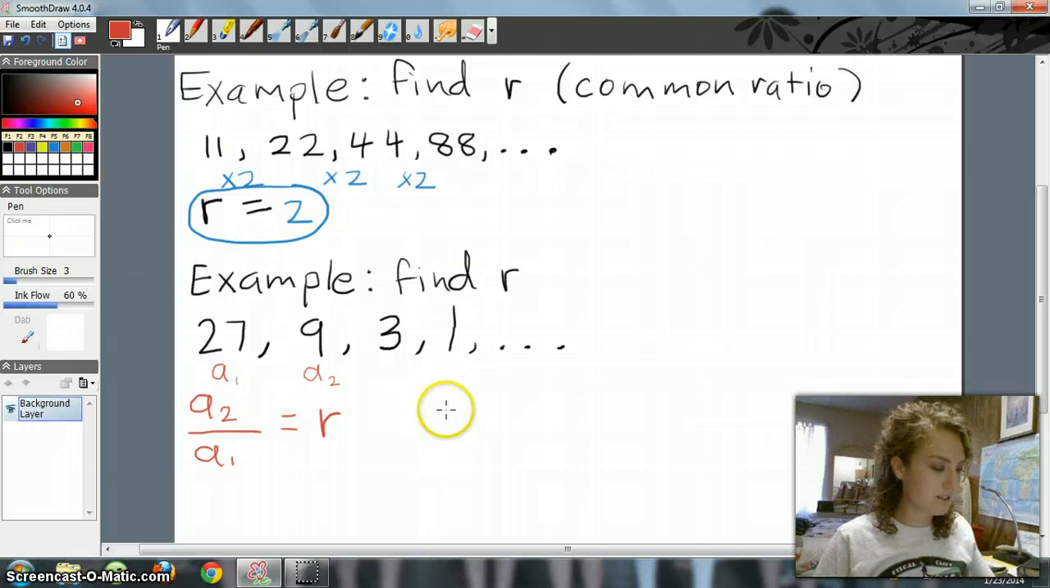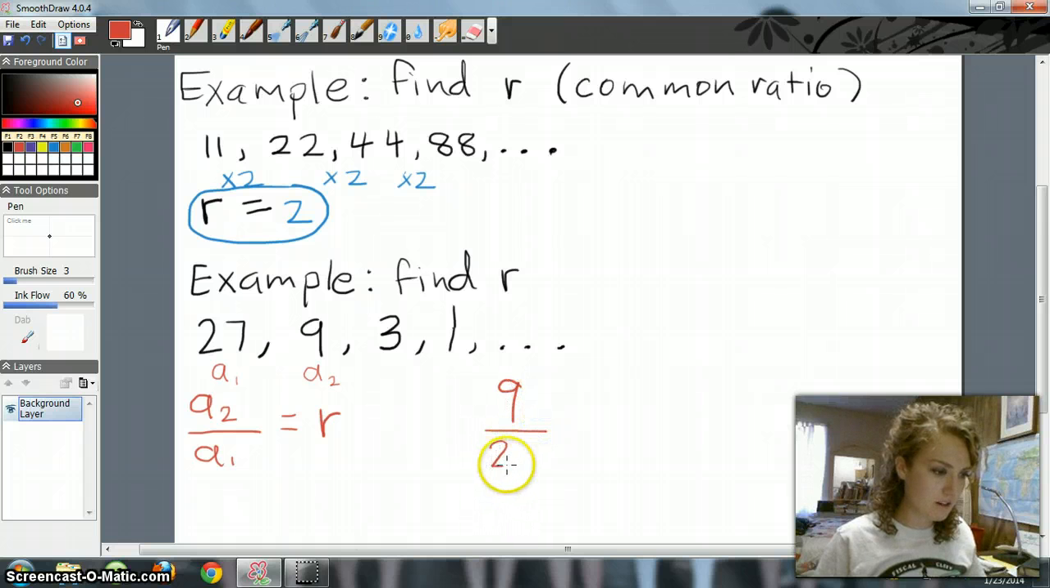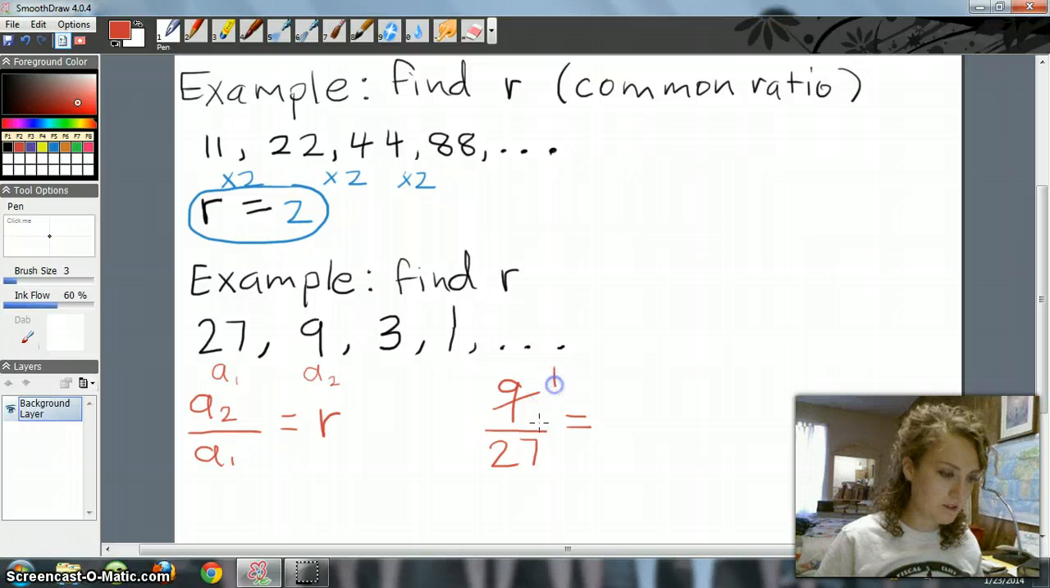Let's go ahead and do that. If I go 9 divided by 27, this is going to equal a common ratio. Well, 9 goes into 9 once, and 9 goes into 27 3 times, so it looks like 1/3 is the reduced version of our common ratio.